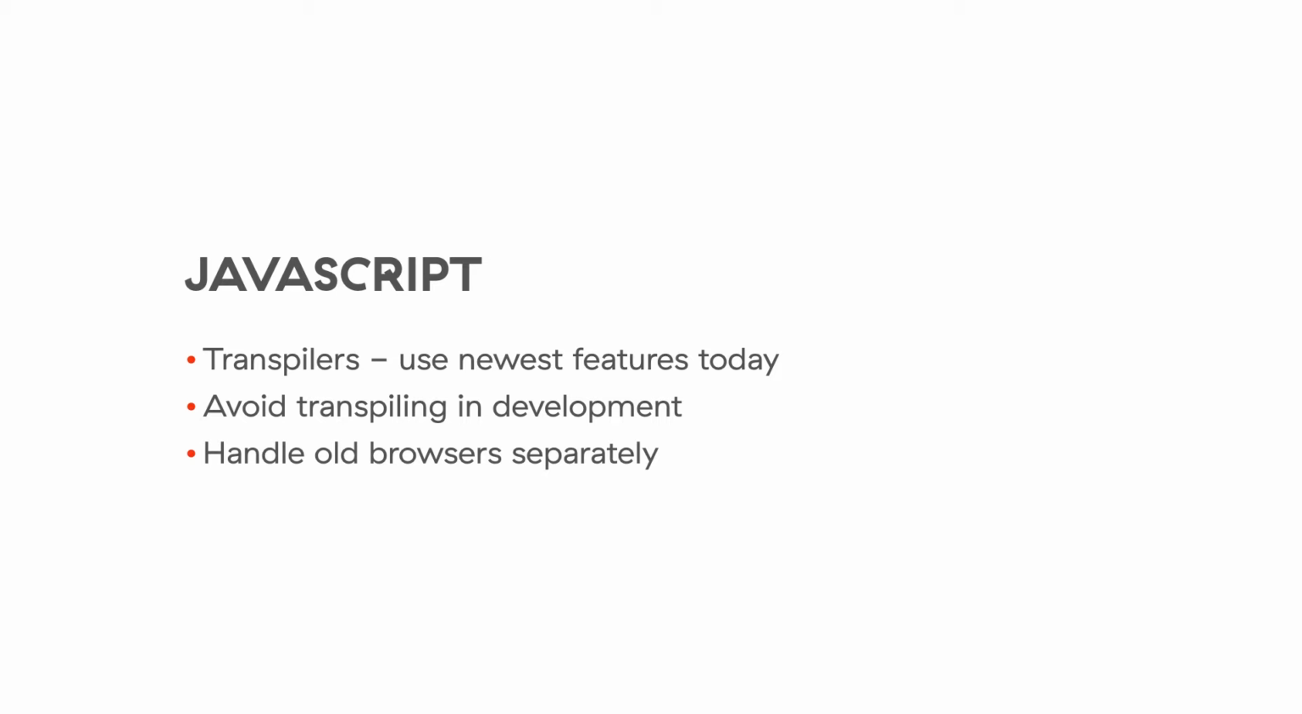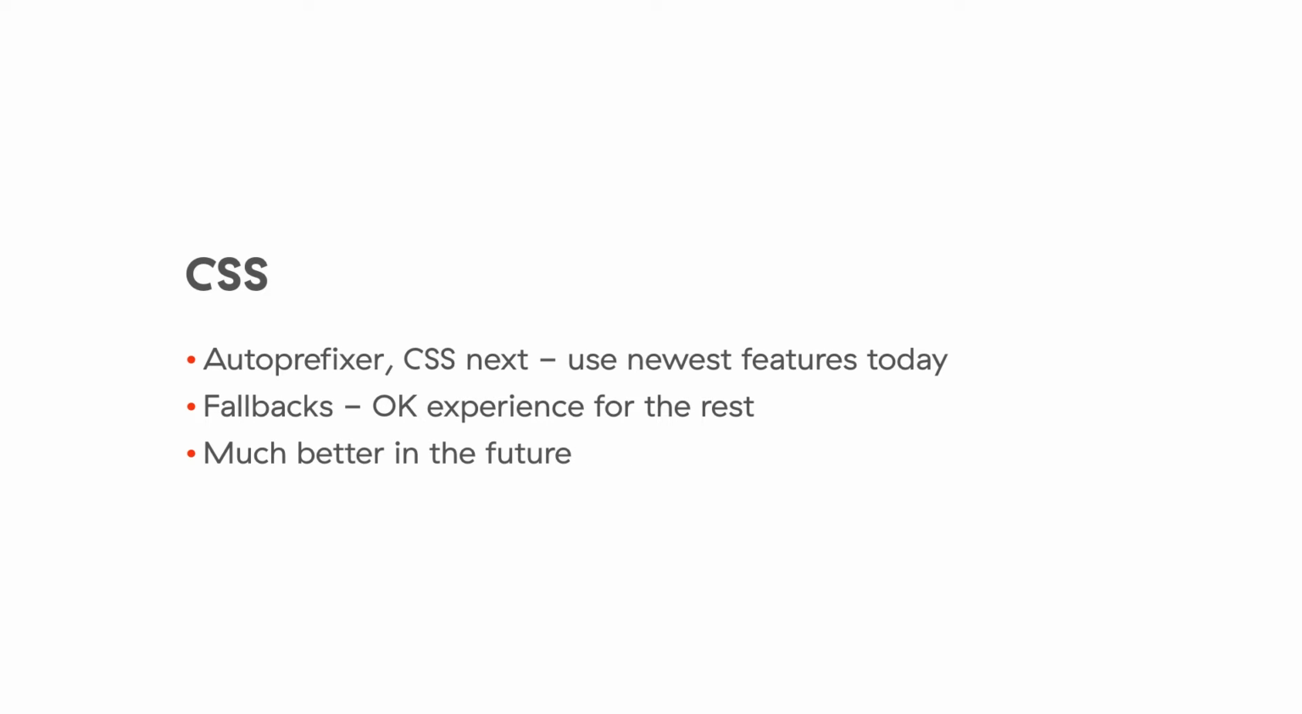So this is about CSS, so let's take a little summary. For JavaScript, you probably want to use transpilers if you want to use new JavaScript features. If you can, you should avoid transpiling in development, and you could handle all browsers separately, so have a separate build. Well, in CSS, you can use transpiling to use new features, use fallbacks for browsers that don't support new features, and you can't transpile it. And this will get much better in the future, maybe in a year or two already.